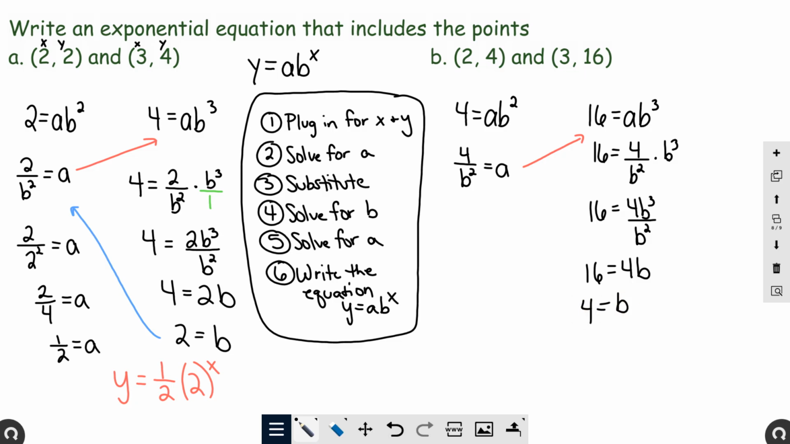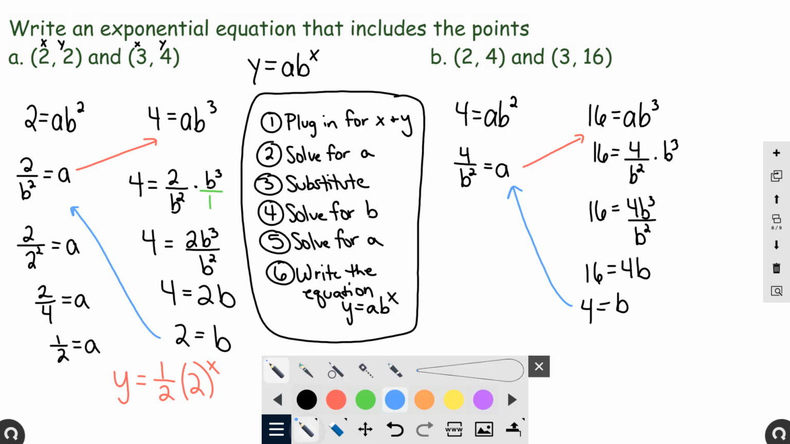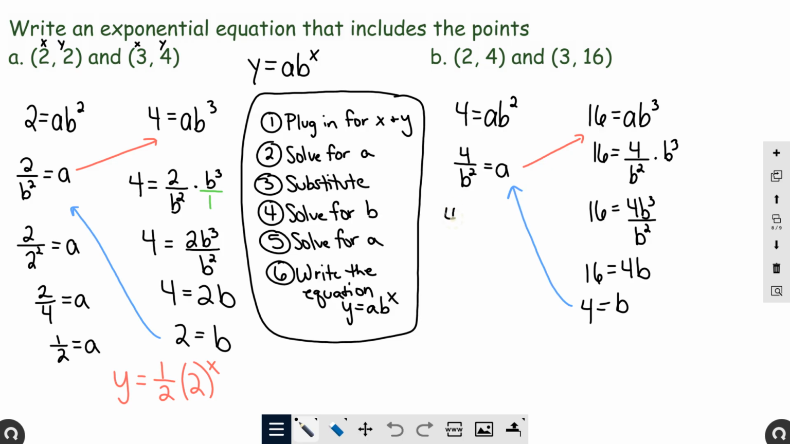So now we've solved for b. So now we need to plug it in the other equation and solve for a. So 4 over 4 squared equals a. Well, what's 4 squared? 16. And that can reduce to 1/4.